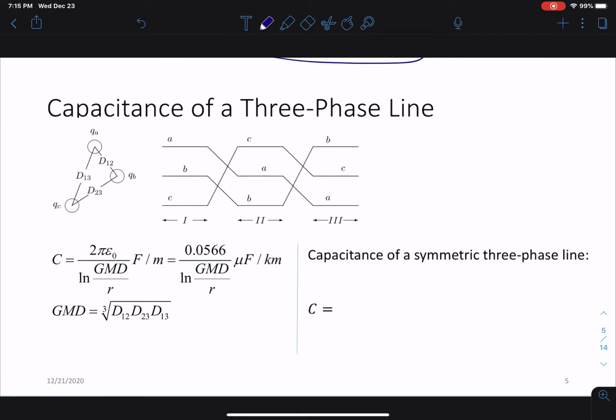Again, for the asymmetric line, we use GMD, the geometric mean distance between the lines. Then we use r. Remember that we don't use Ds or self GMR for the conductor; we use r here. So if you modify this, C is right here in microfarads per kilometer. That's the modification for capacitance in microfarads per kilometer.